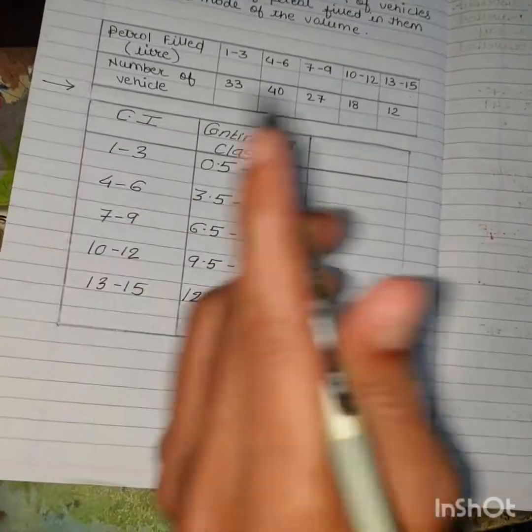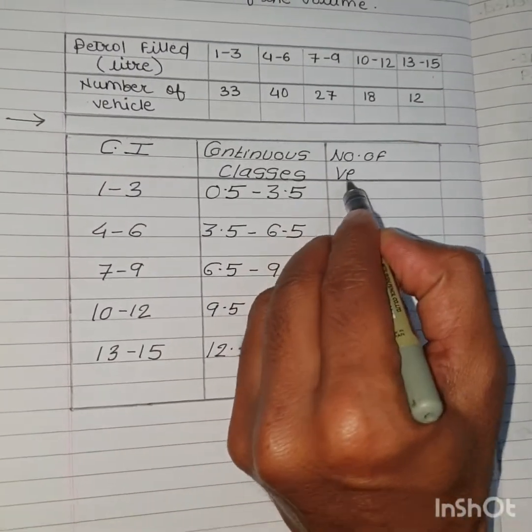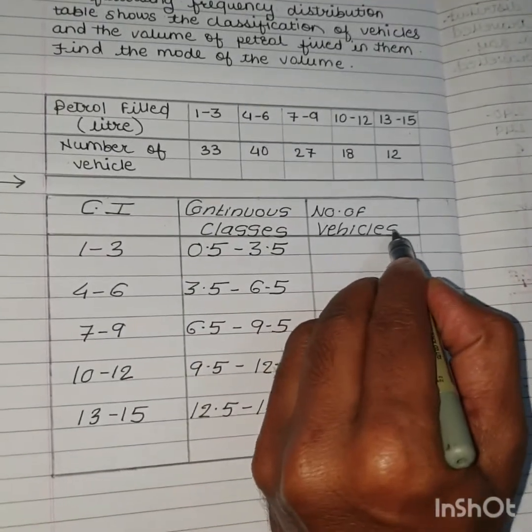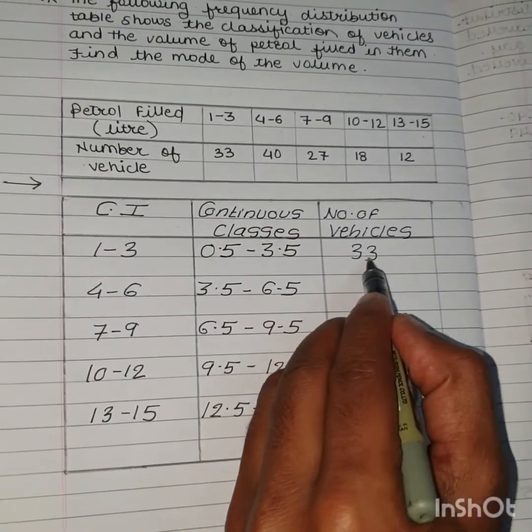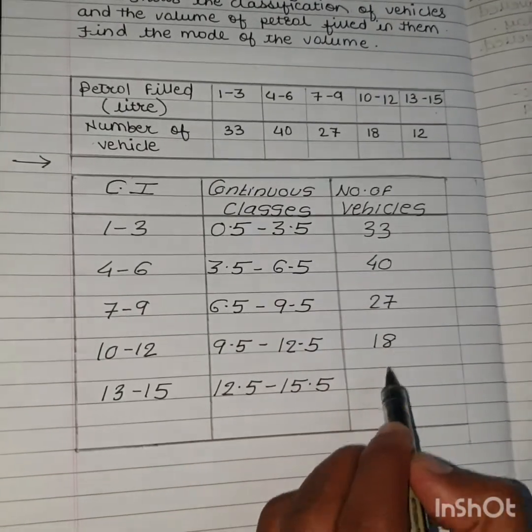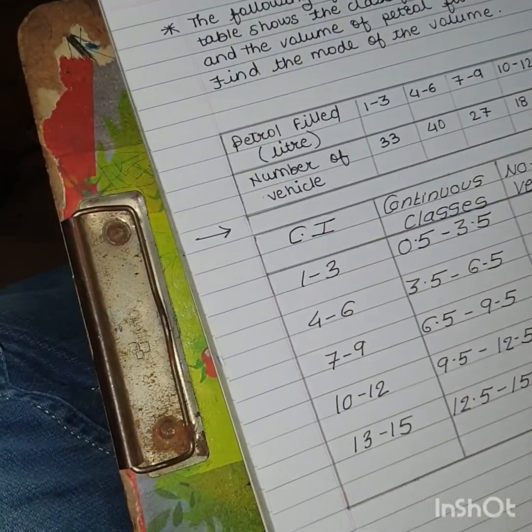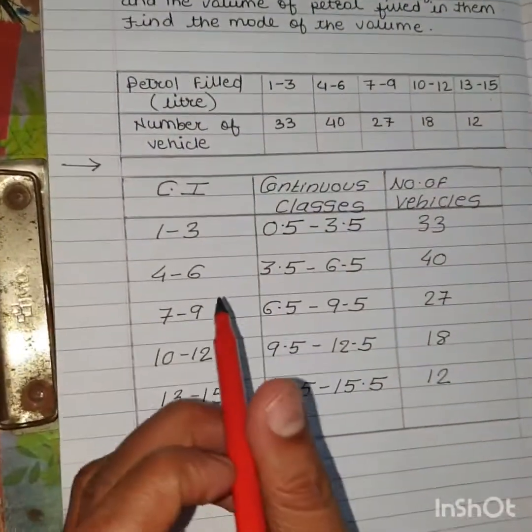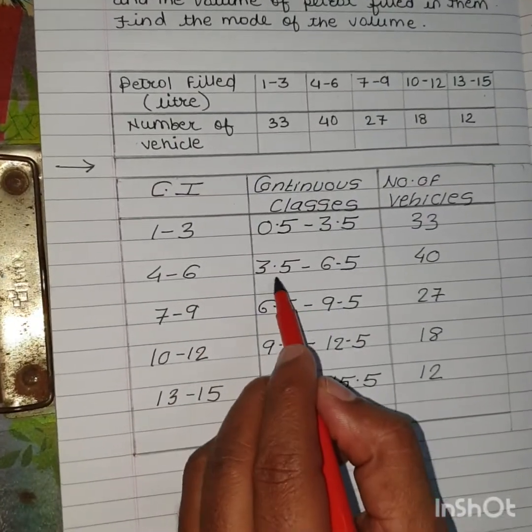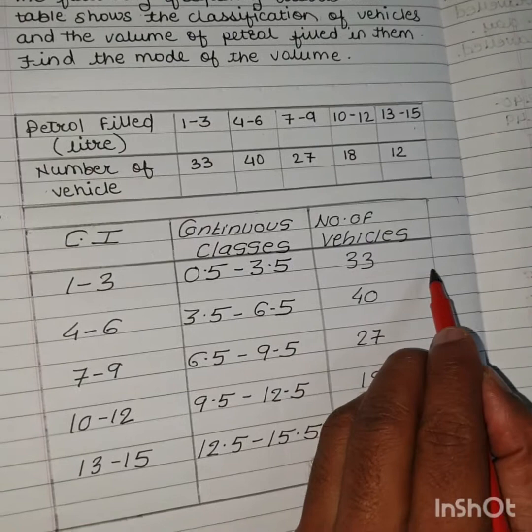Now in this case the last column is our number of vehicles: 33, 40, 27, 18, 12. Now while finding out the mode, to find out the modal class is very easy. Just take the class with maximum frequency. So for 3.5 to 6.5 the frequency is 40. So this is our modal class.